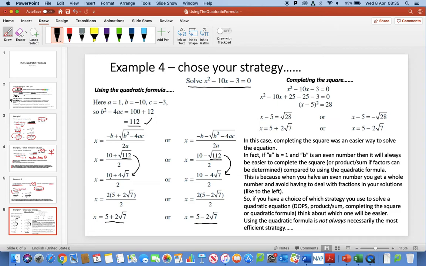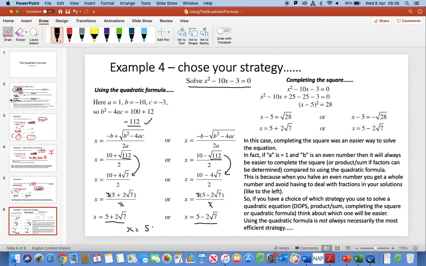Now there's a common factor of 2, so we can factorise 10 plus 4 root 7 as 2 times 5 plus 2 root 7, or 2 times 5 minus 2 root 7, and then of course the 2's cancel out in both scenarios, so we're simply just left with x is equal to 5 plus 2 root 7 or minus 2 root 7. Now, just as a note, it's equally as valid to give an answer that looks like this, like we talked about in the previous video.